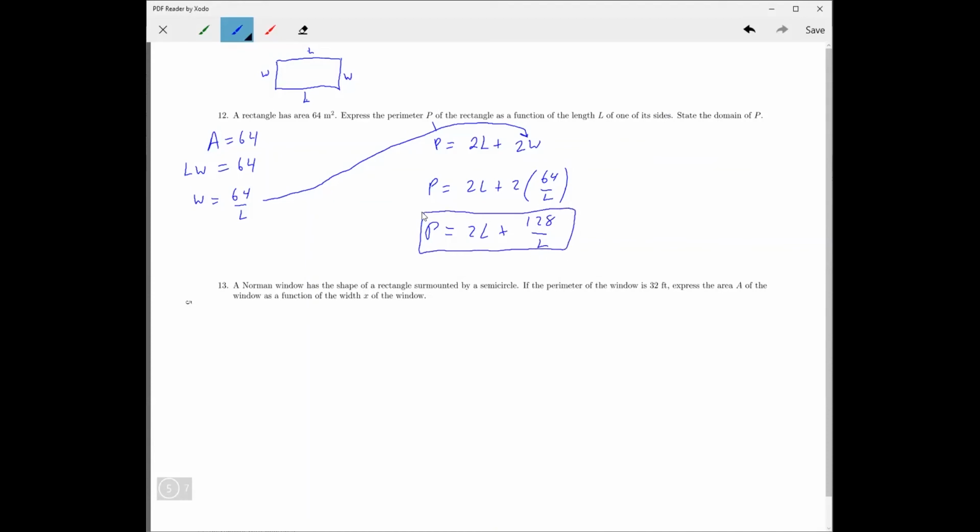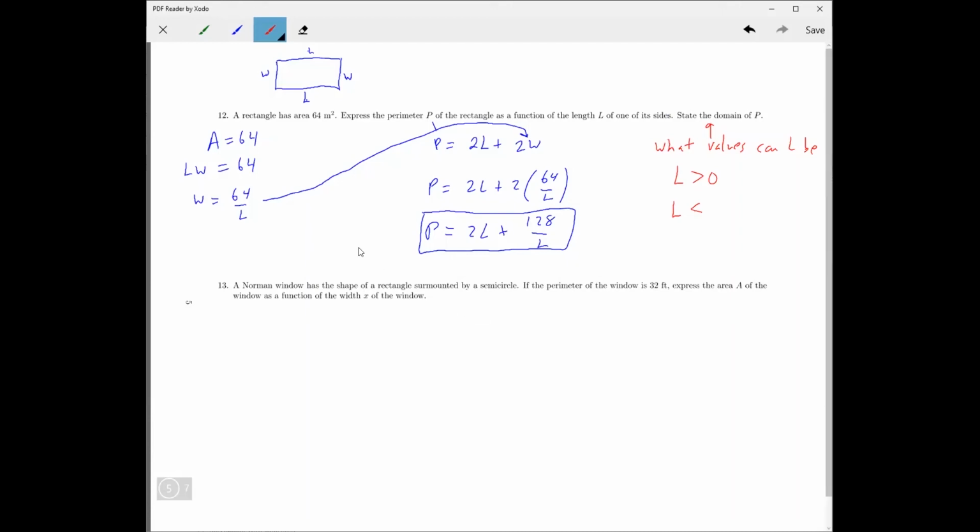And then the second one is state the domain of P. So that is asking for what values L can be. Well, it's the length of a rectangle, so it has to be positive, right? It has to be positive. But what's the most that it can be and still be a rectangle?